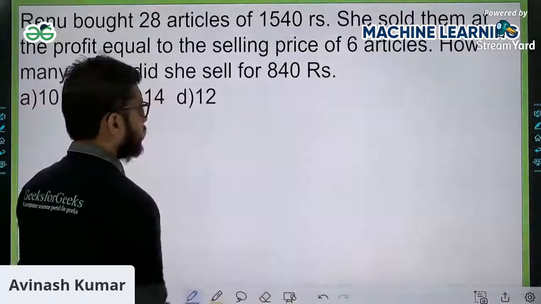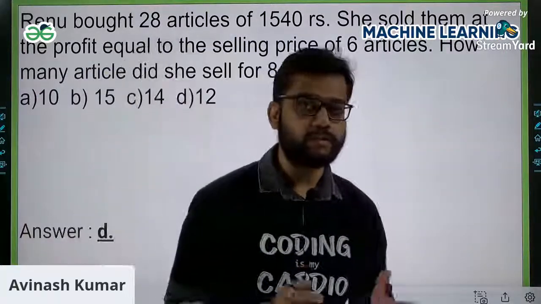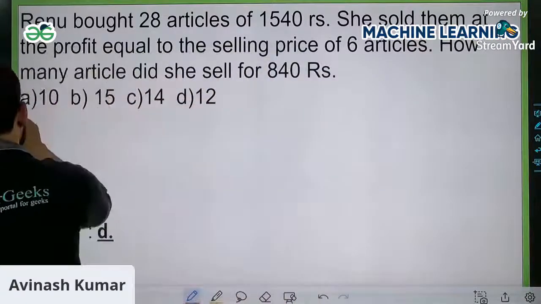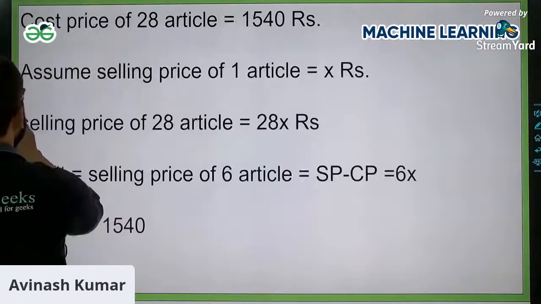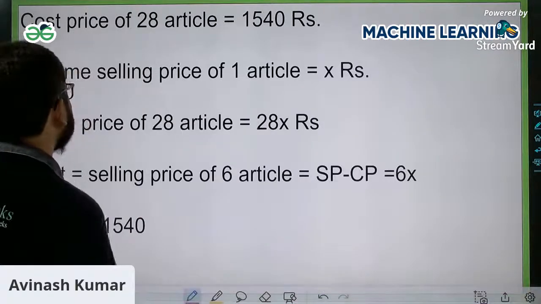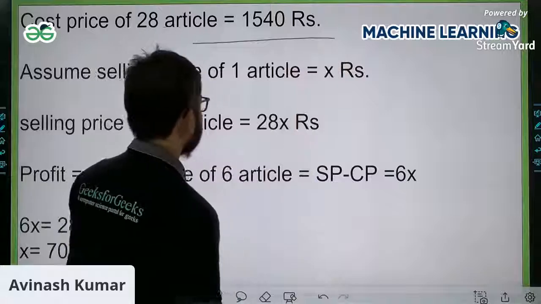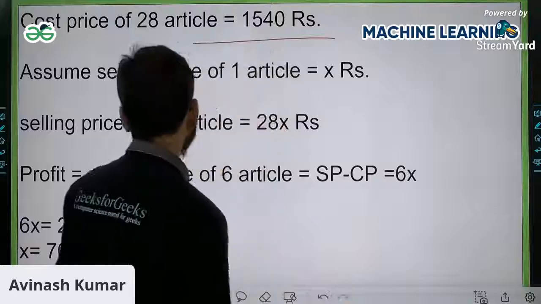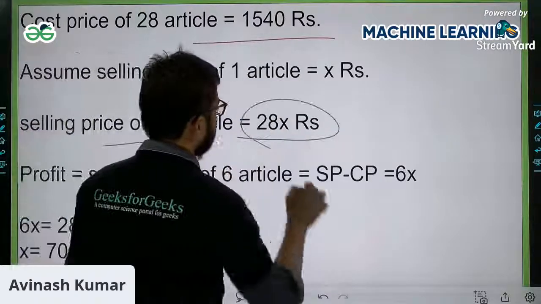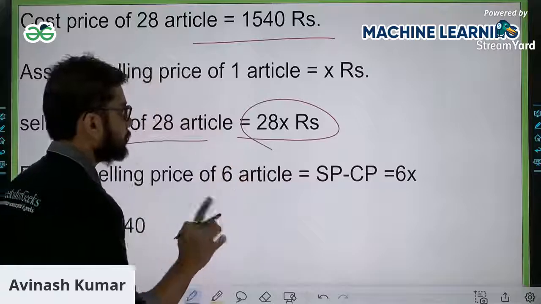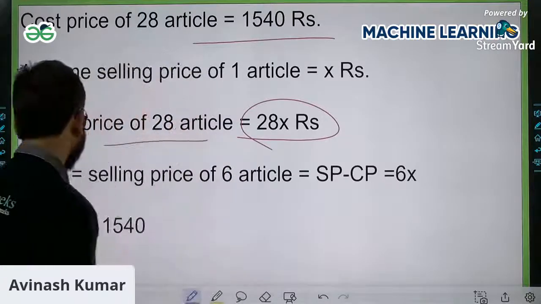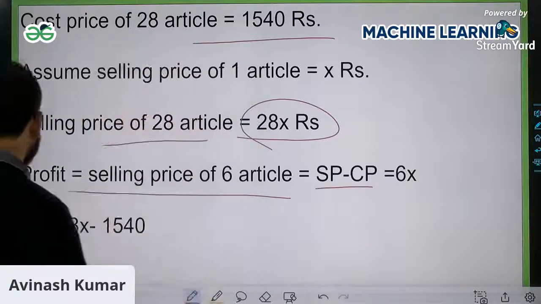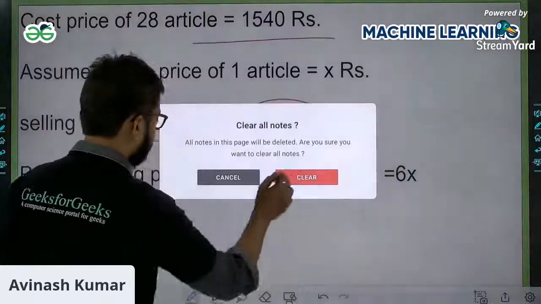Now see the question. We have already understood that profit is selling price minus cost price. So the cost price of 28 articles is 1540 rupees. Let's assume the selling price of one article is x rupees. Now the selling price of 28 articles will be 28x rupees, since one article is x rupees. Now profit is equal to selling price minus cost price. So as per the question, let's go again to the question.